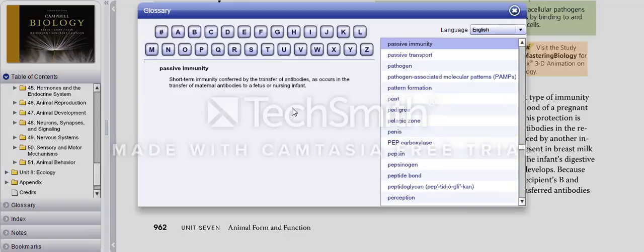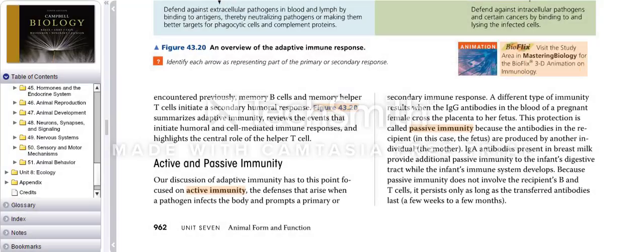So, passive immunity, short-term immunity conferred by the transfer of antibodies. And it says they're called this because there's a recipient, in this case the fetus, of antibodies which are produced inside of another individual. Another example is IgA antibodies present in breast milk are also passed on to an infant.